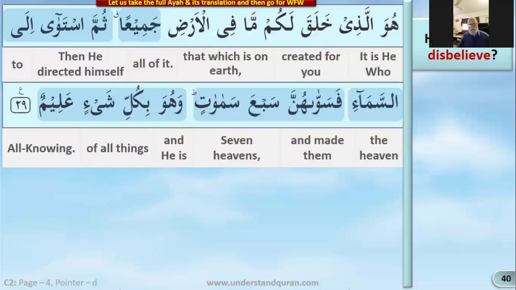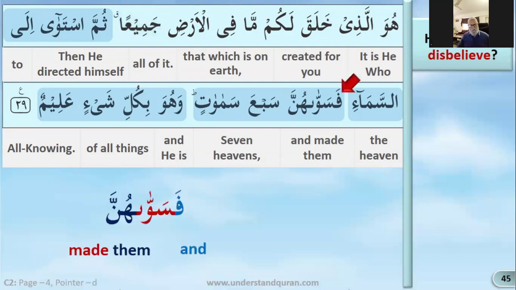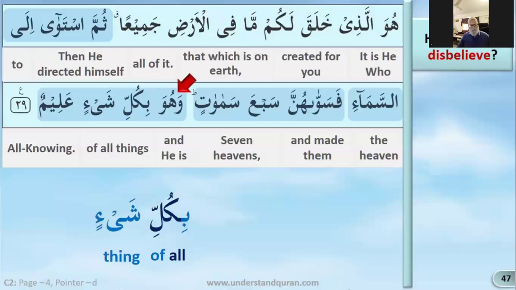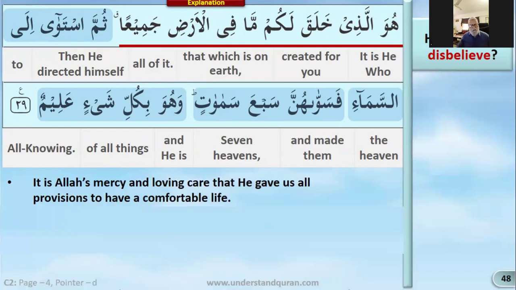The next ayat is Bismillah. Huwa, He, allazi, is the one who khalaqa, created, lakum, for you, ma, what, fil ard, is on the earth, jami'an, all of it. Summa, then He istawa, directed Himself, ila as-sama'i, to the heavens. Fasabbahunna, and made them sab'a samawat, seven skies. Wa huwa, and He is, bikulli shay'in, of all things, alim, all knowing.